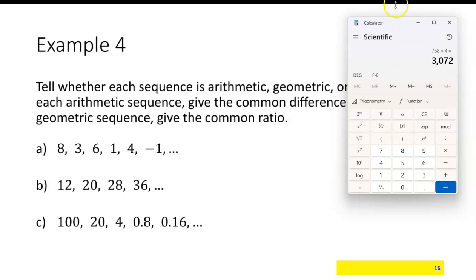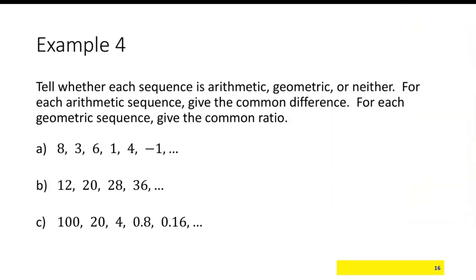And for this last one, let's hide this. Tell whether each sequence is arithmetic, geometric, or neither. If it's arithmetic, give the common difference. If it's geometric, find the common ratio. And if it's neither, then we ignore that.